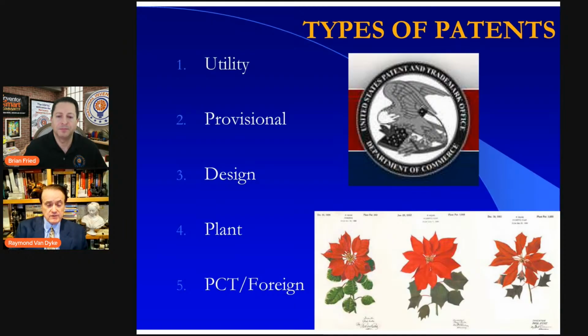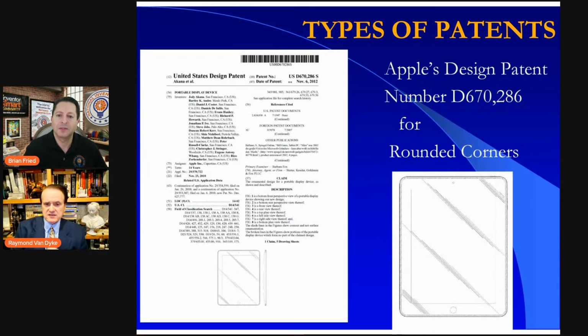Great. Okay, so let's talk about design patents a little bit. Here's an infamous one: Steve Jobs' design patent for the rounded corners of the iPhone. Design patents are very limited. They're only for the appearance, how it looks, not for anything functional. So if it doesn't look exactly like this, it cannot infringe this design patent.